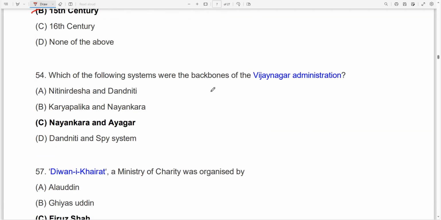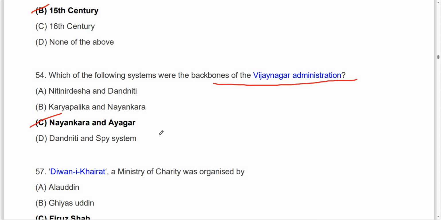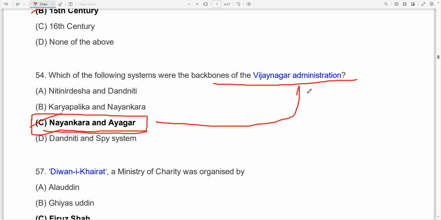Moving on to the next question, which of the following systems were the backbones of the Vijayanagara administration? Nayakara and Ayagar. So basically, these two systems were the backbone of the Vijayanagara administration, Nayakara and Ayagar.